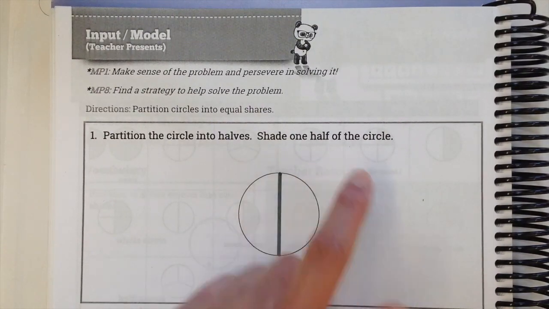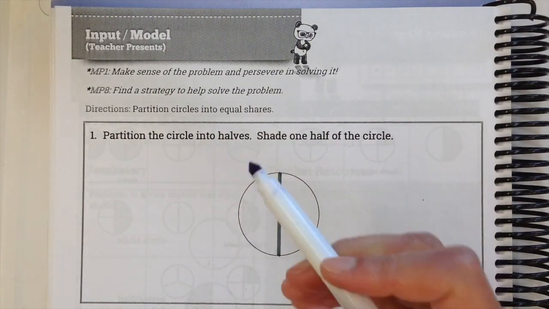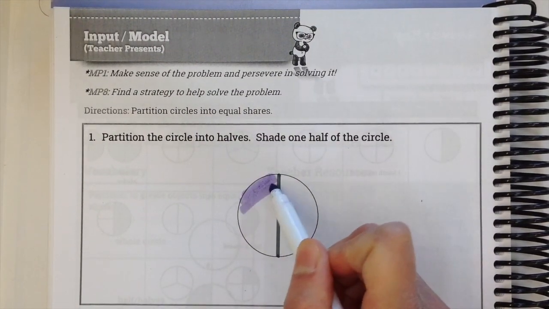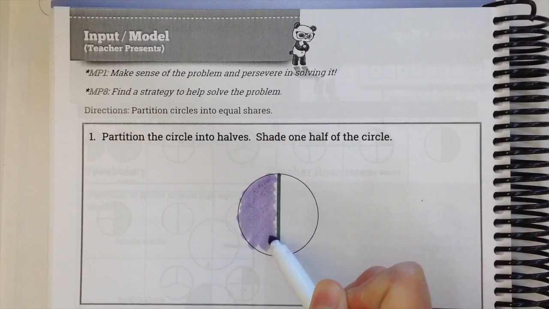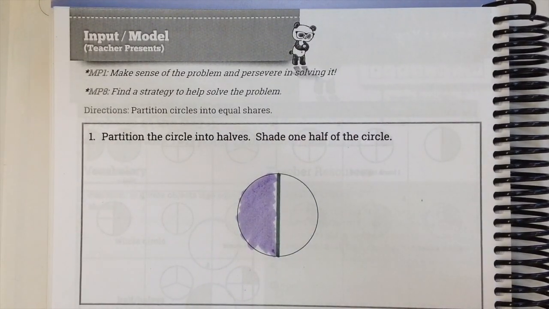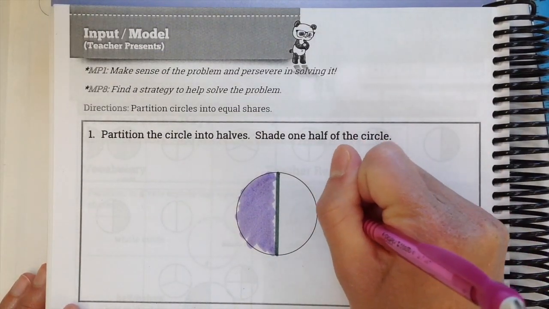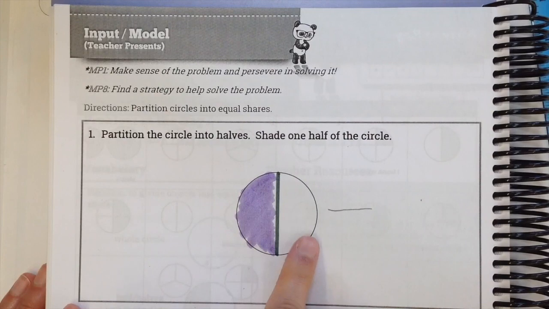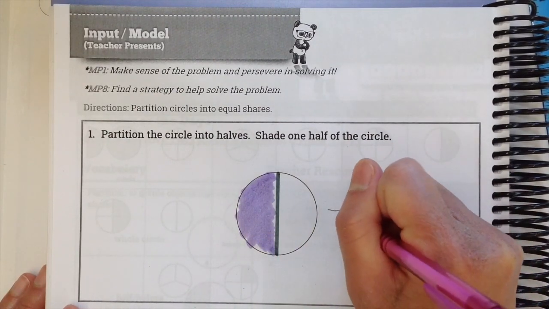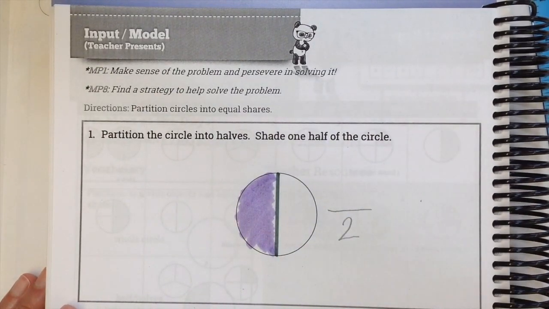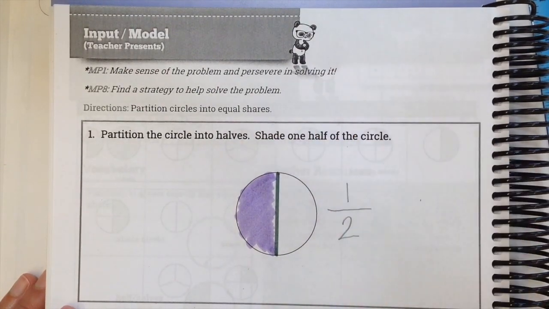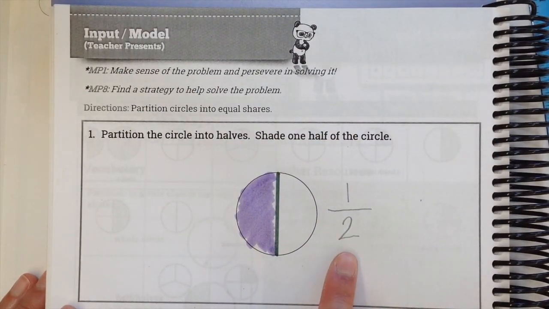And then it says shade 1/2 of the circle. So I'm going to use another color, and I'm going to go ahead and shade in half. Now, it doesn't tell me to do this, but I am going to write the fraction today, and actually, so are you. So, the fraction today is going to look like this. There are 2 parts altogether, so my denominator is 2, and then 1/2 of the circle is shaded. So, my fraction for today is 1/2, right?